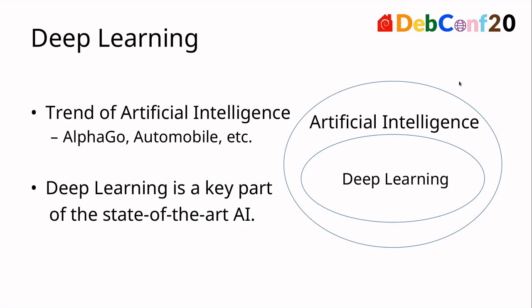In recent years, we have seen a trend of technology development in artificial intelligence. For example, the emergence of AlphaGo, an artificial agent that is able to play chess. Apart from that, new technologies for autopilot also appeared for vehicles. And actually, deep learning is a key part of the state-of-the-art artificial intelligence you can see.